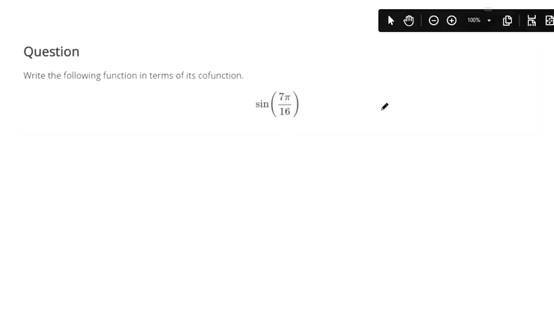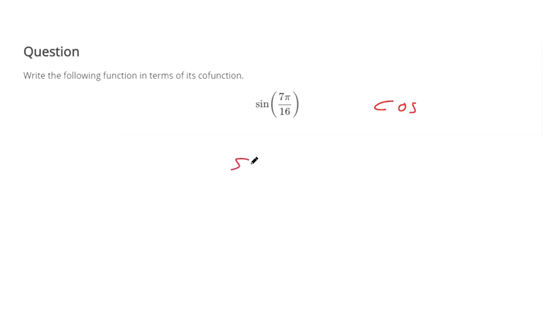So sine's brother-sister function is cosine. So we just need to write it as cosine, take 90 degrees, and subtract the 7 pi over 16. That way these two angles are complementary. Right? That way they add up to 90 degrees.